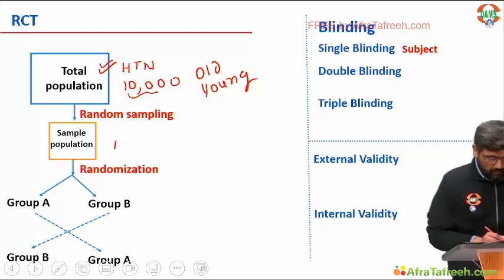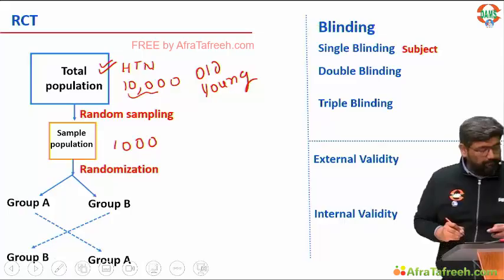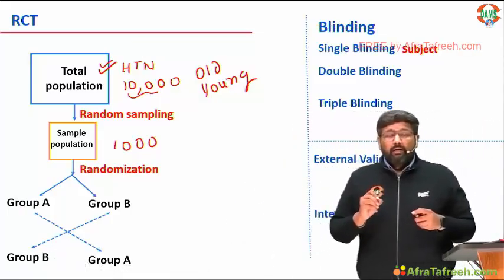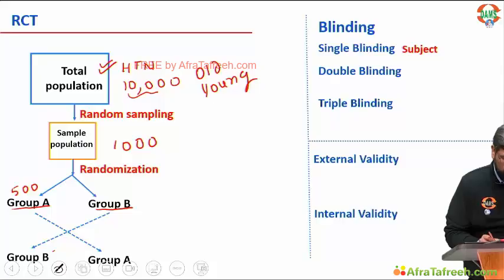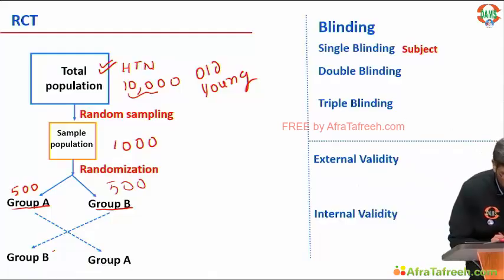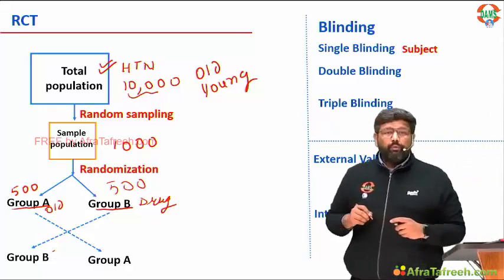Now I have 1,000 people. What I will do, I will divide them into two groups, group A and group B. 500 in group A and 500 in group B. In group A, I will give the old drug. In group B, I will give the new drug.